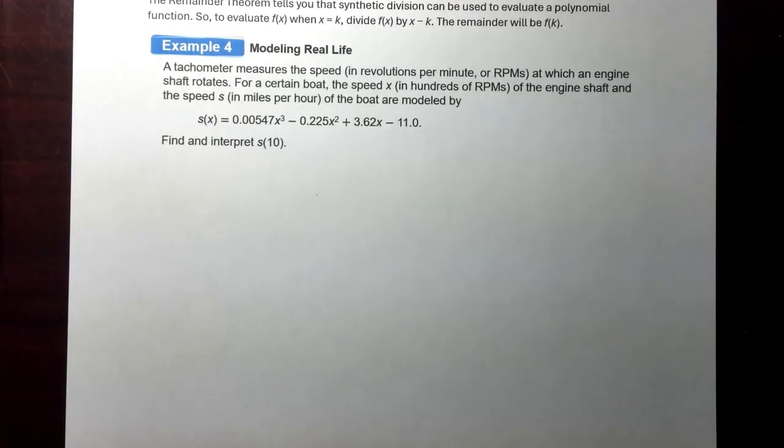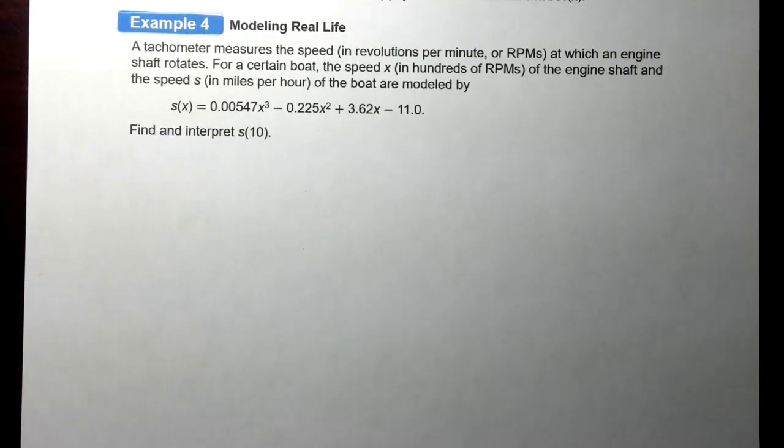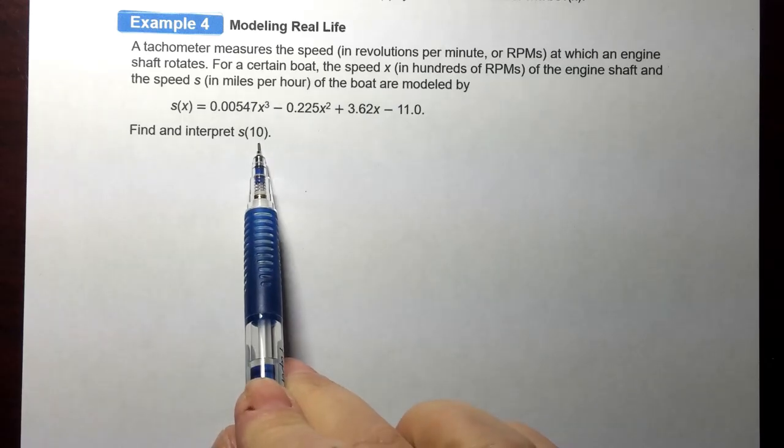Alright, so this one does have a word problem with it, which is okay. We're not scared of word problems, right? A tachometer measures the speed in revolutions per minute, or RPMs, at which an engine shaft rotates. For a certain boat, the speed x in hundreds of RPMs of the engine shaft and the speed s in miles per hour of the boat are modeled by this equation here. They want us to find and interpret s of 10.